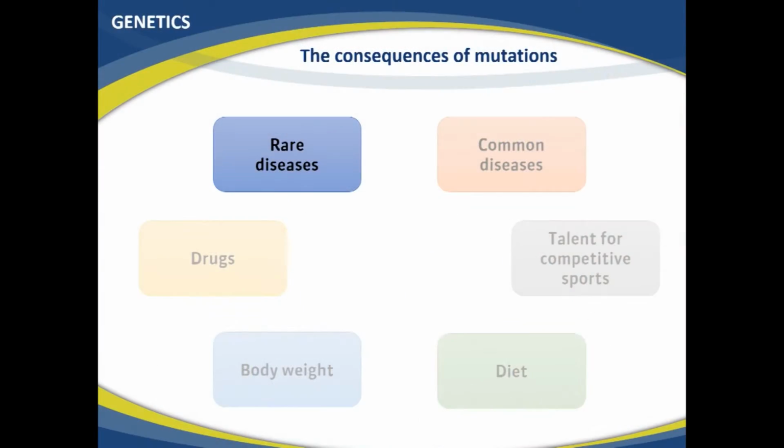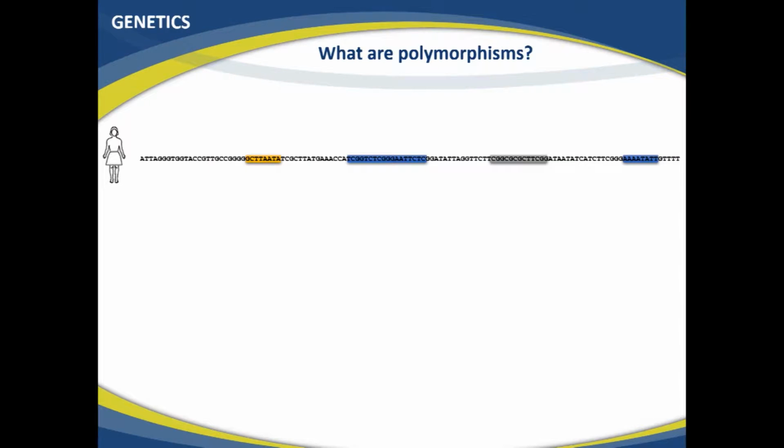Then there are genetic variations for common diseases. And now I need to explain a term called polymorphisms. If you take the genetic code of one person and lay it out in one line, as I said, 3.2 billion letters, and that's where the genes sit. Around 30,000 genes are interspersed on this genetic code.